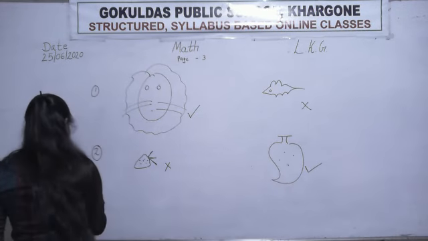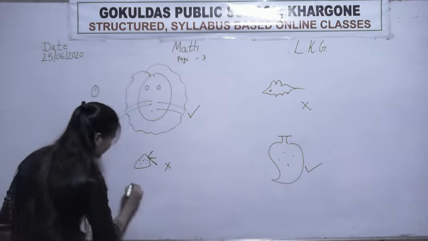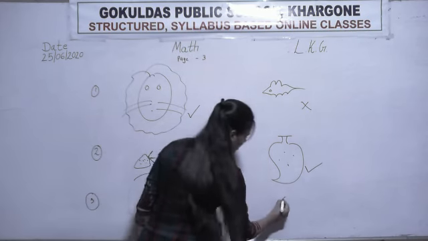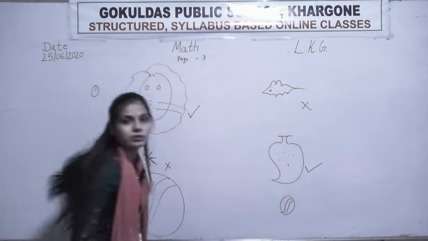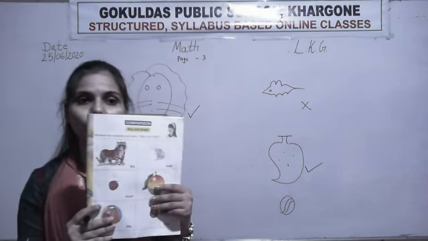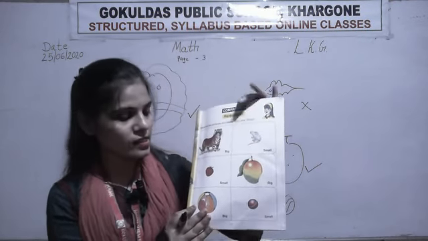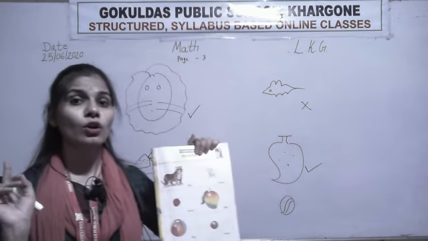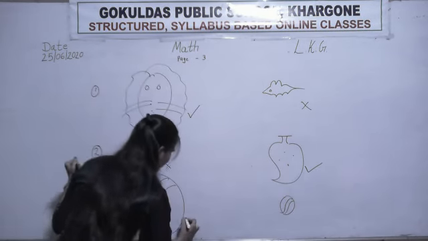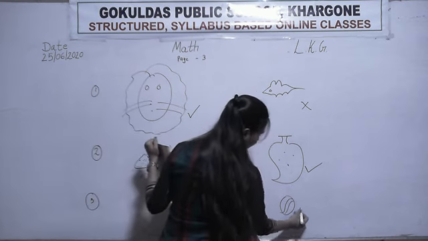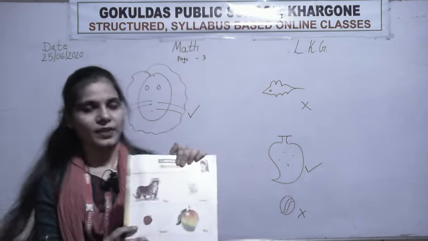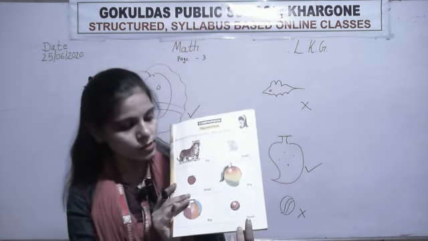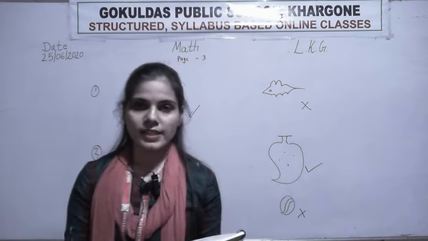Now the third example. The third example is a ball. This is also a ball. So you find out which one is big and which one is small. This ball is small. No, this is big. So the condition is tick the big one and cross the small one. Okay, big, small, big, small. Okay, so this exercise is complete.